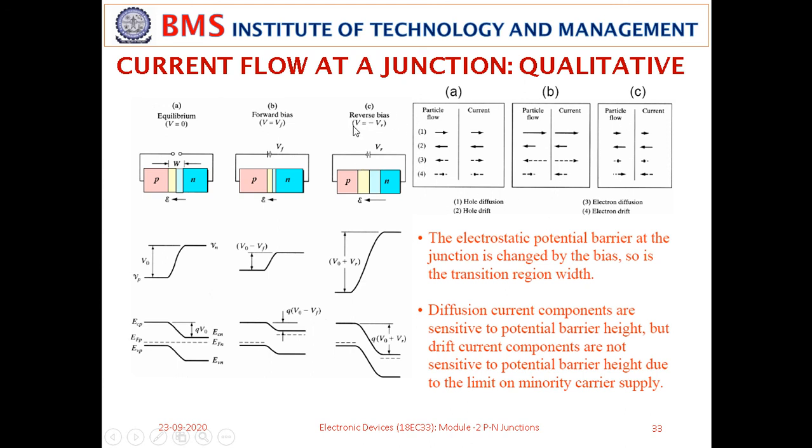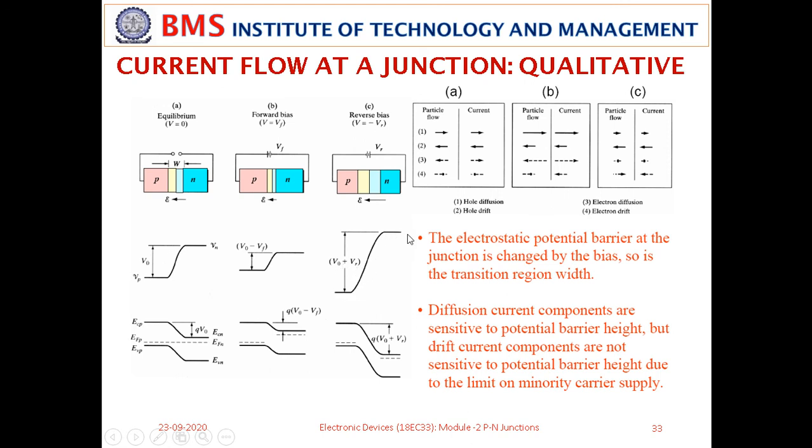Reverse bias condition, when V is equal to minus Vr, the potential has changed here. You can observe the depletion width has been widened, because the applied electric field and the inbuilt electric field are both acting in the same direction. So the net field is more in this case, and that causes more potential barrier. It's V naught plus Vr.